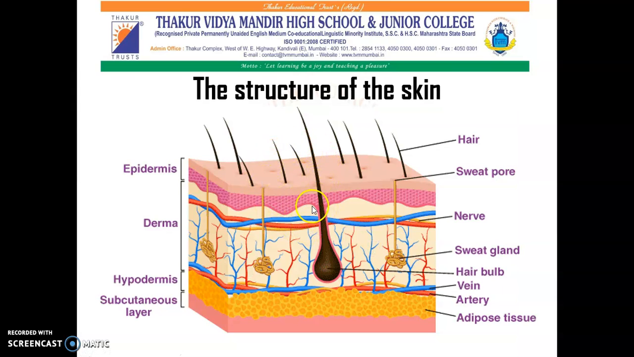Picture shows the structure of skin in more detail. The very topmost layer is epidermis. You can see the hair coming out of this layer. The next layer below epidermis is dermis, which includes the sweat pores, the nerves, sweat glands, the hair bulb, and the veins and the arteries. Whereas the final layer below the dermis is the subcutaneous layer, or it is also called hypodermis. Here you can see there are tissues and some parts of arteries and veins are also there.